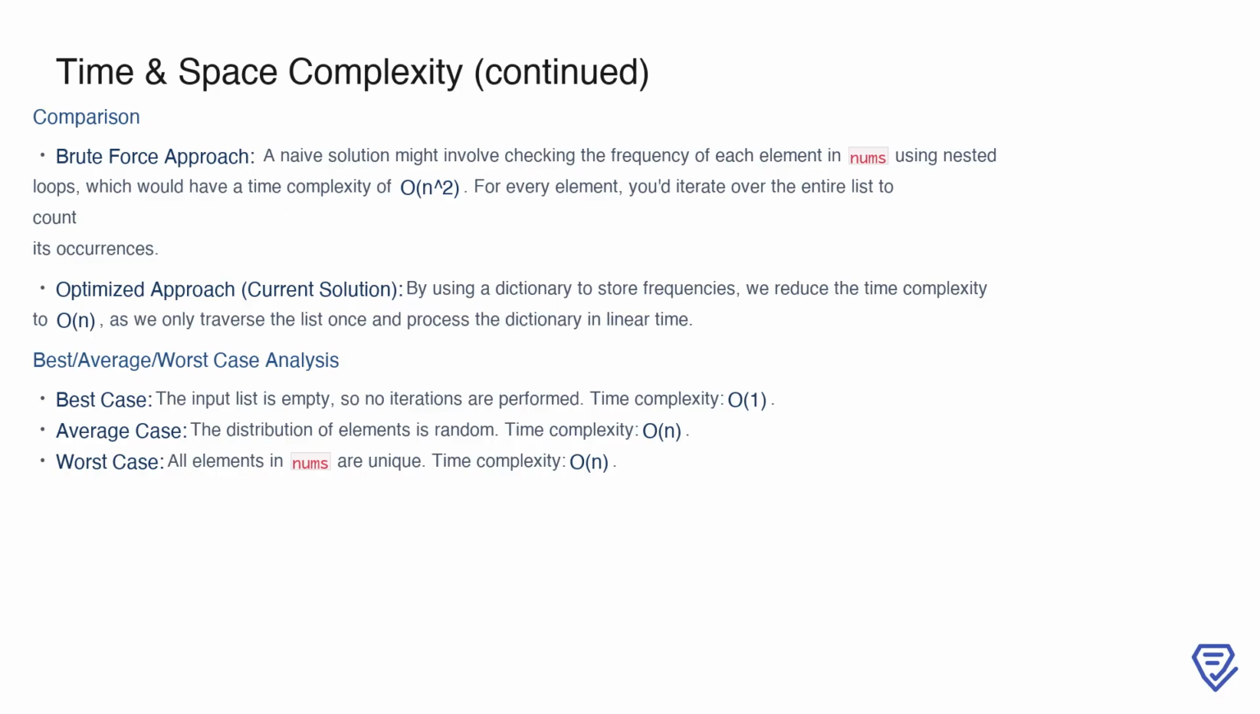Now, considering the best, average, and worst-case scenarios, in the best case, if the input list is empty, no iterations are performed, and the time complexity is O(1). For the average case, where elements are distributed randomly, the time complexity remains O(n). Even in the worst case, where all elements are unique, the time complexity still holds at O(n), demonstrating the efficiency of this approach.